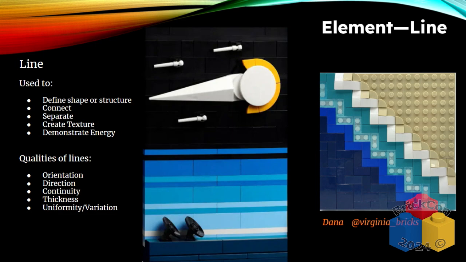So qualities of line, you can see the jagged lines used by Dana or Virginia Bricks in her mosaic. The jagged line, a curved line, all these things are still lines. And they're used in multiple ways to connect, separate, and demonstrate energy.